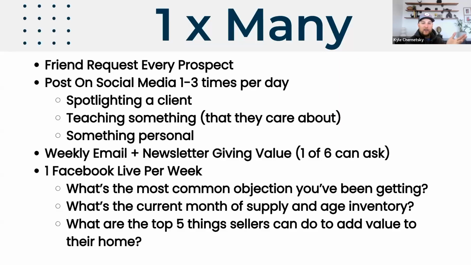Another great one would be, what's the current month of supply and age of inventory, which is data that you can get from Redfin. I'm running really low on time, or else I would show you that. And then, what are the top 5 things sellers can do to add value to their home? These are just things off the cuff that I put on, but they're things that you can talk about for just 5 minutes in a Facebook Live. They're going to have a really big impact answering the exact questions that your clients are having.